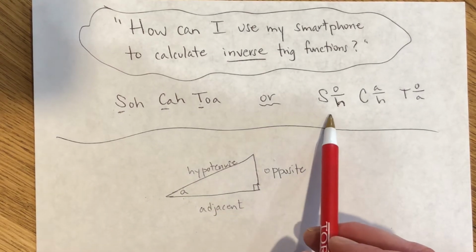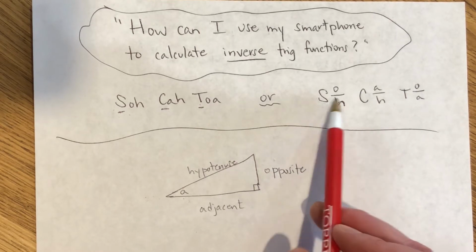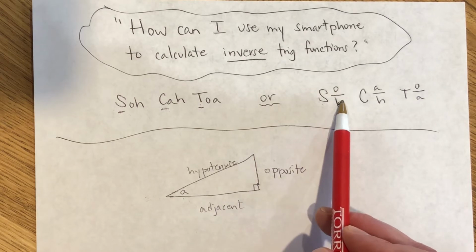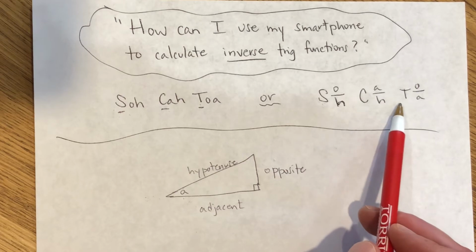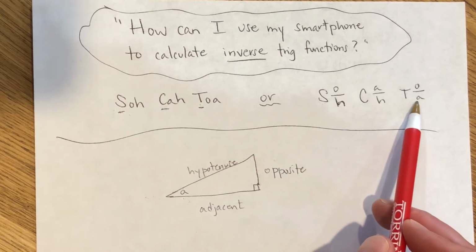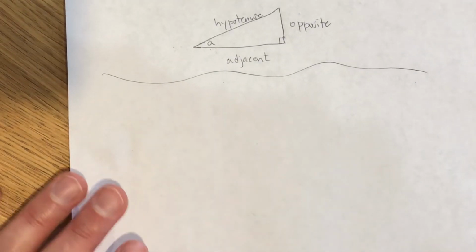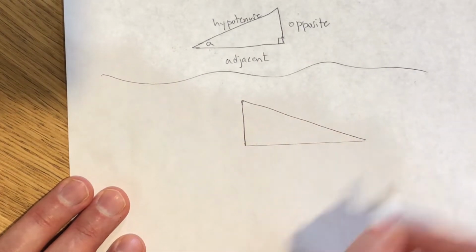Another way this can be written is with a more direct reference, a reminder of what you do with those side lengths. Sine is the ratio of the opposite side length divided by the hypotenuse. Cosine is the ratio of the adjacent side divided by the hypotenuse, and tangent is the ratio of the opposite side divided by the adjacent side. So, with that little refresher, now let's look at a scenario where we know two side lengths, but what's missing is our angle.